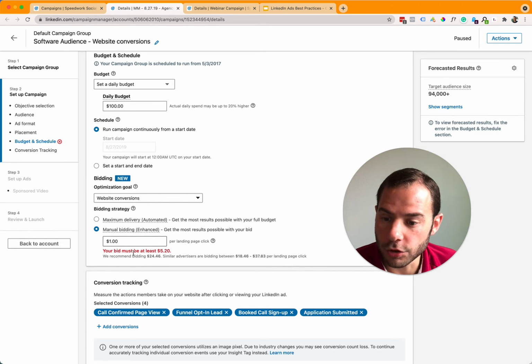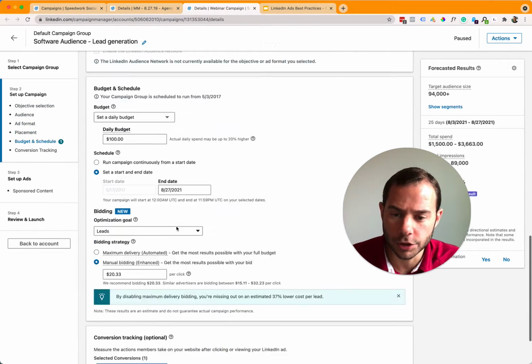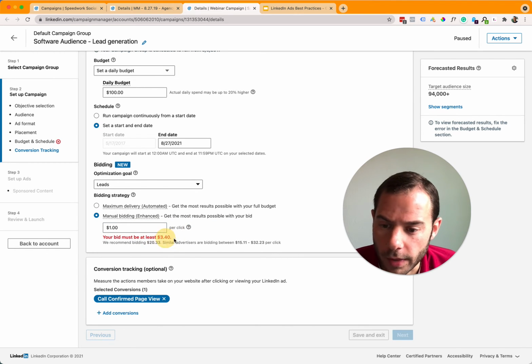So it's interesting to see. I put in one. It tells me the actual floor is $5 here for website conversions. They say the range is 18, but the floor is really $5.20. And if I come over here to the lead generation one and I do the same thing, if I put in one, let's say the actual floor is $3.40.